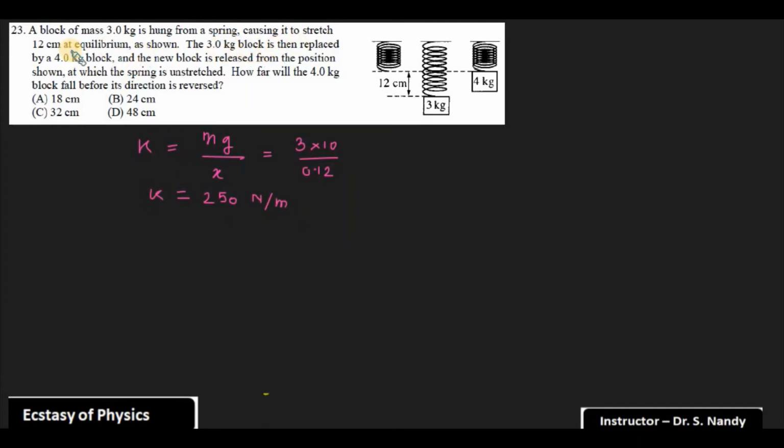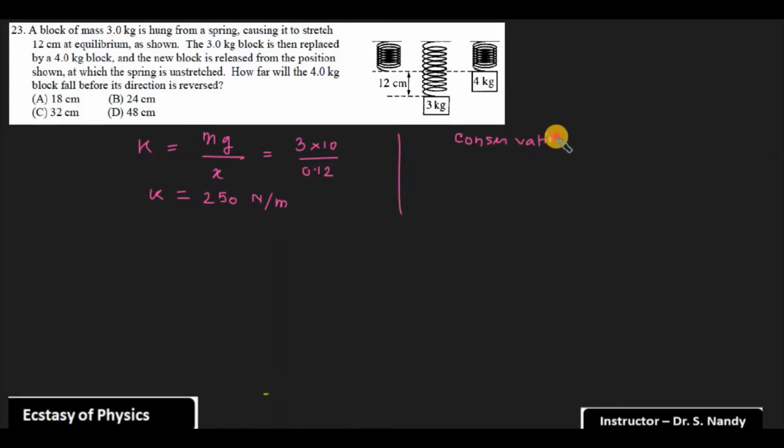Now the 3 kg block is replaced by a 4 kg block, and the new block is released from the position shown at which the spring is unstretched. How far will the 4 kg block fall before its direction is reversed? To find how far the 4 kg block will fall, we can apply the conservation of energy.